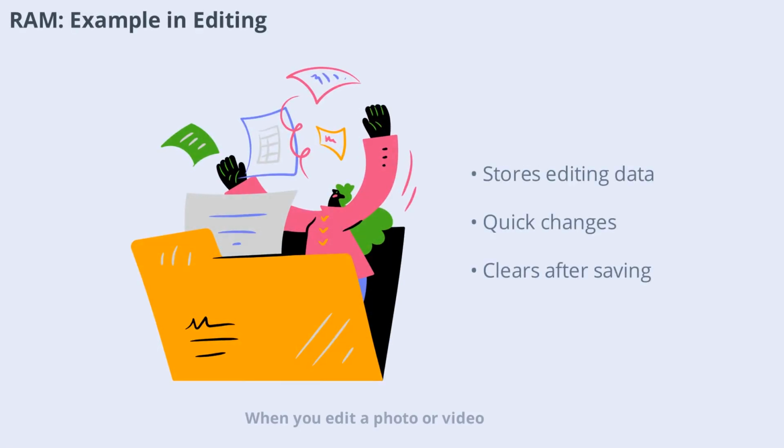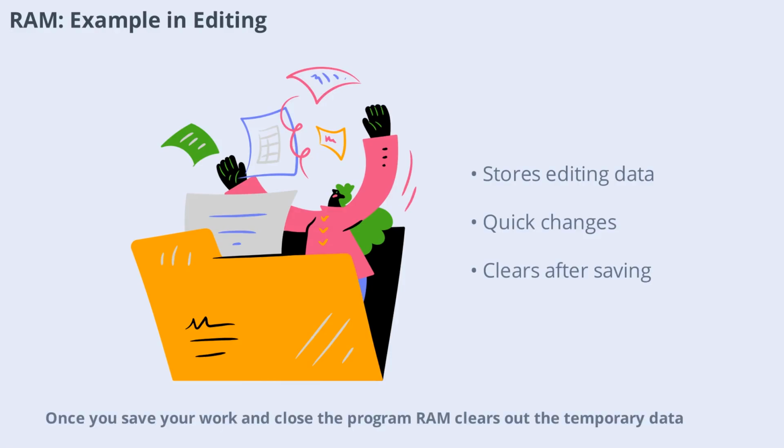When you edit a photo or video, RAM stores all the changes and data while you're working. This allows you to make edits quickly and see results instantly. Once you save your work and close the program, RAM clears out the temporary data.